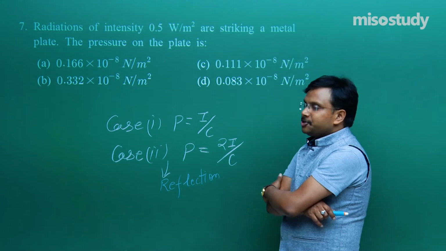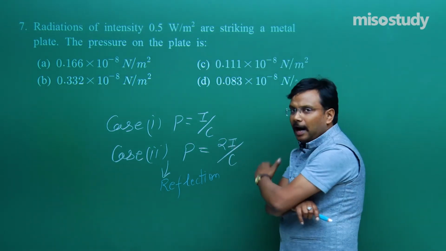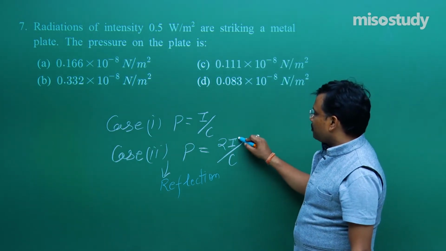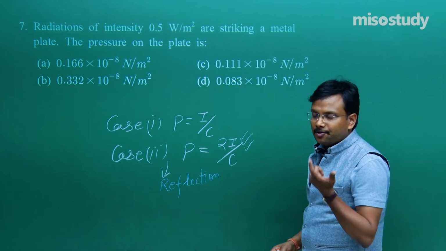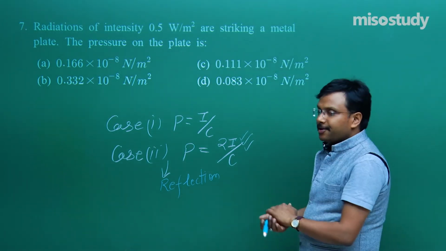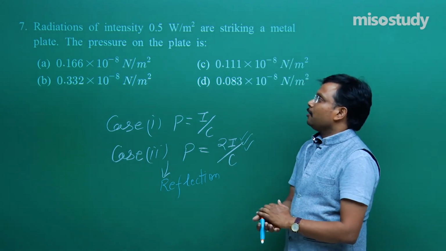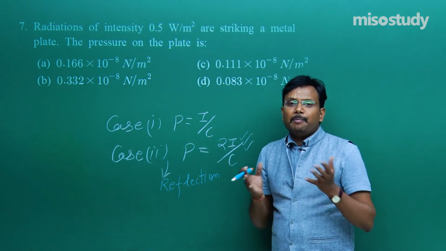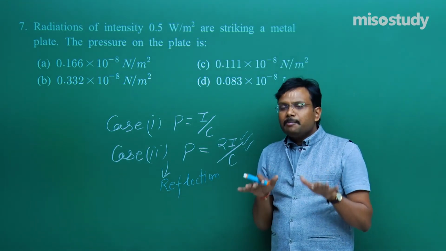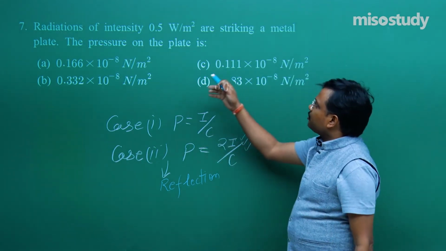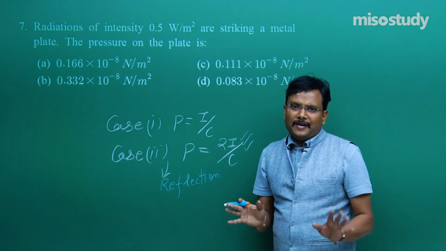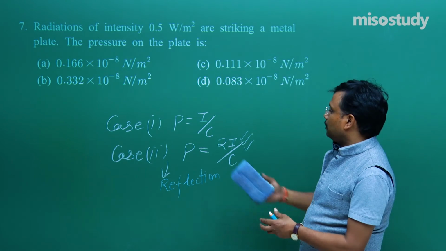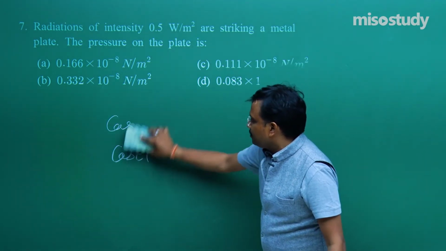Now if it is mentioned in the problem, good to use either one, and if it is not mentioned in the question, the suggestion is to use the reflection case, because a metal surface is obviously a polished, smooth surface in general, so if light is striking, reflection will definitely take place. If the surface is blurred or rough, then it may be possible that reflection is not taking place. But it is specifically mentioned that it is a metal plate, so reflection will take place. So on the basis of this understanding, we will use the case 2 formula, that is 2I by C.